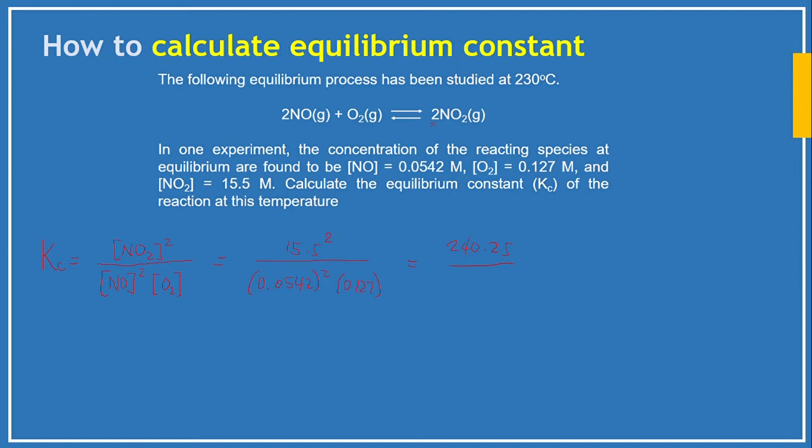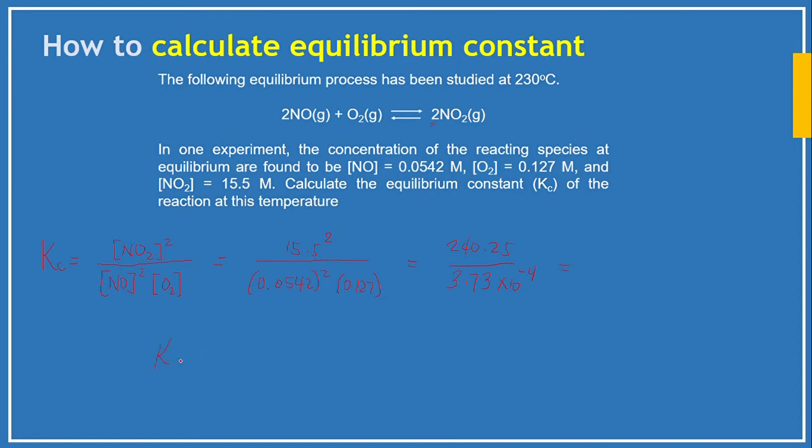So 0.0542 squared times 0.127. So the answer is 3.73 times 10 to the negative 4th power. So 240.25 divided by the denominator, we will get, okay, so sulit natin dito sa baba.